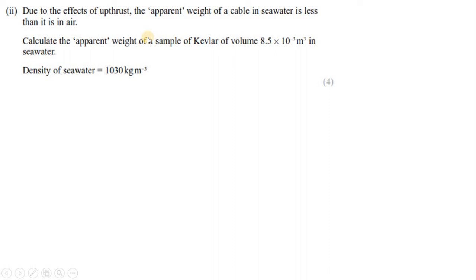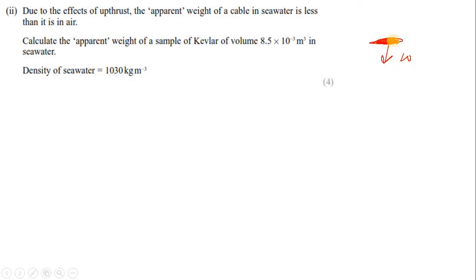Due to the effects of upthrust, the apparent weight of a cable in seawater is less than it is in air. Calculate the apparent weight of a sample of Kevlar of this volume in seawater. The density of water is this. So the situation is that you have a Kevlar sample in air, and ignoring air resistance, it will be experiencing only weight.